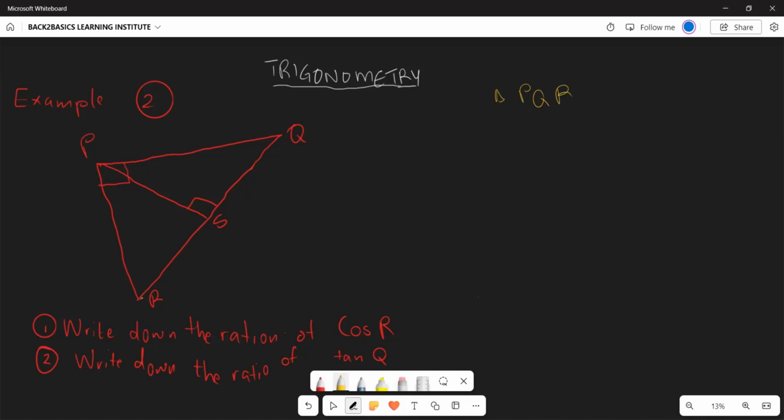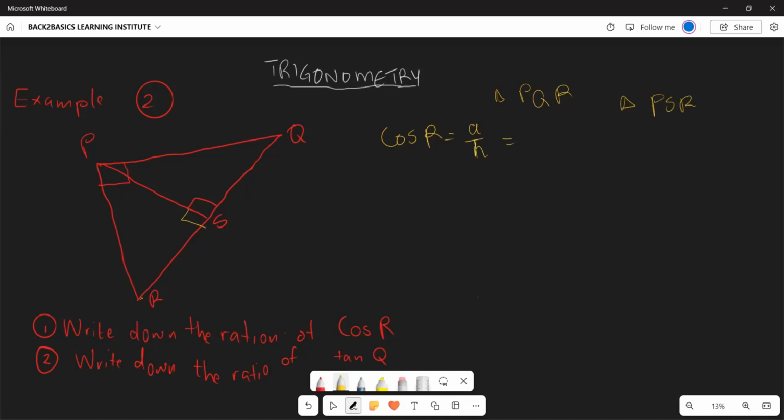Now, can you see that if this is 90 degrees, this is also 90 degrees, right? So you can also find cos R in which triangle? You can find cos R in triangle PSR. Are we together? So there are many ways in which you can find cos R. Now let's start. We said your cos of R is given by adjacent over hypotenuse, right?